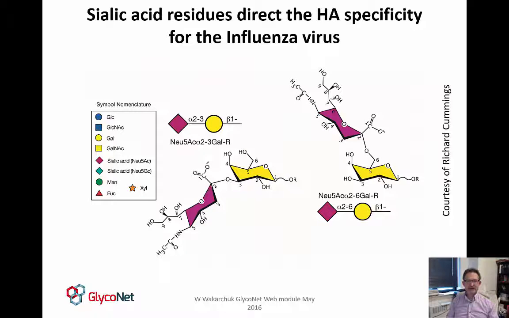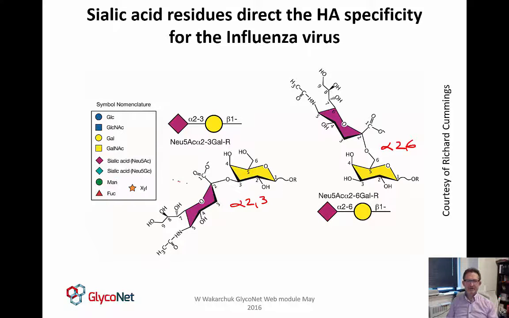The linkage of the sialic acid to the underlying sugar, which is typically a galactose on cell surface glycoconjugates, determines the specificity of the hemagglutinin. And what's shown here is two linkages that we can have. We can have the alpha-2,3 linkage to the galactose, or we can have an alpha-2,6 linkage to the galactose. The avian strains of influenza A prefer this alpha-2,3 linkage, whereas the human strains prefer this alpha-2,6 linkage.